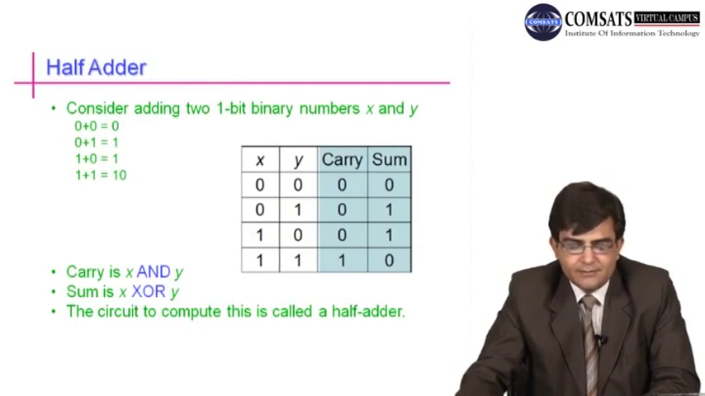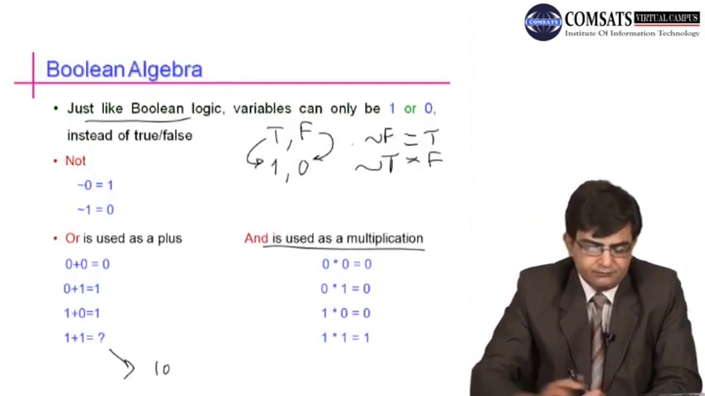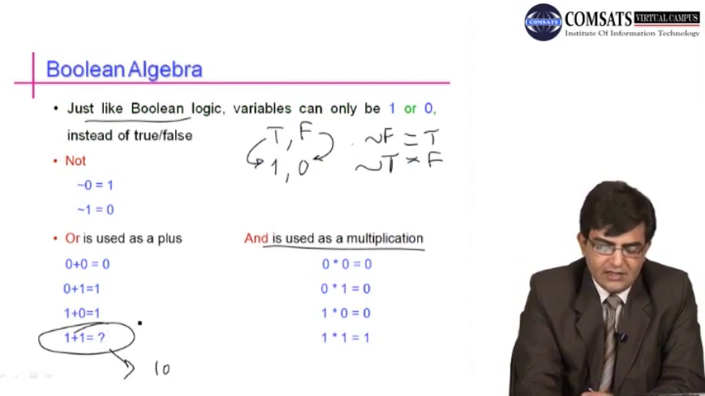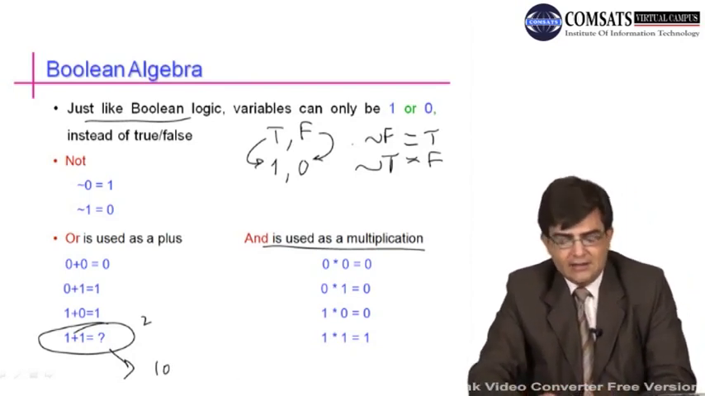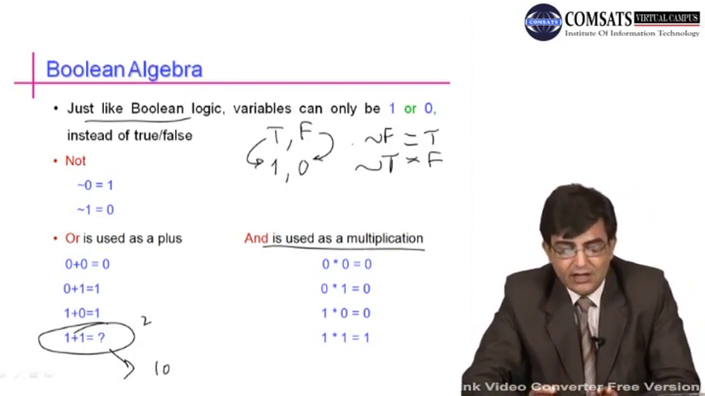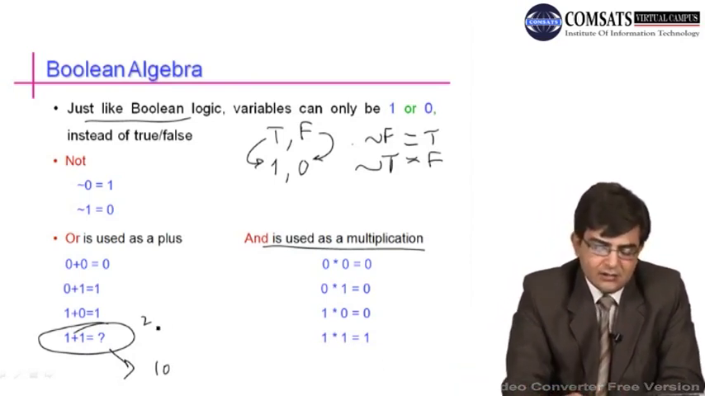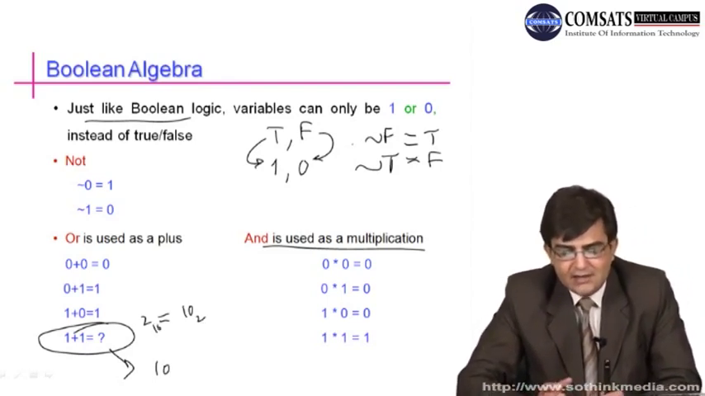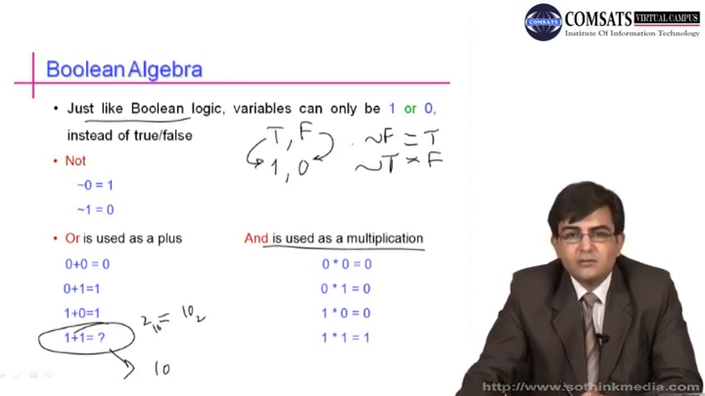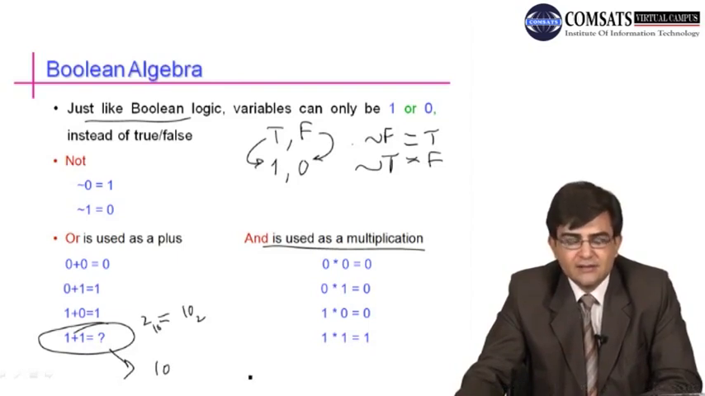Now what is a half adder? When we add up 1 and 1, we get 2. 2 is not allowed in binary numbers, only 0 and 1 are allowed. Therefore, in computers, how do we add such digits when we reach 2? Logically, this is equal to 1, 0 in base 2, this is in base 10. To add such digits, we construct a circuit which is called a half adder circuit.